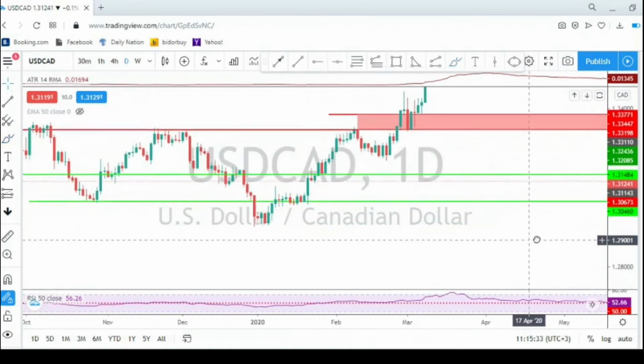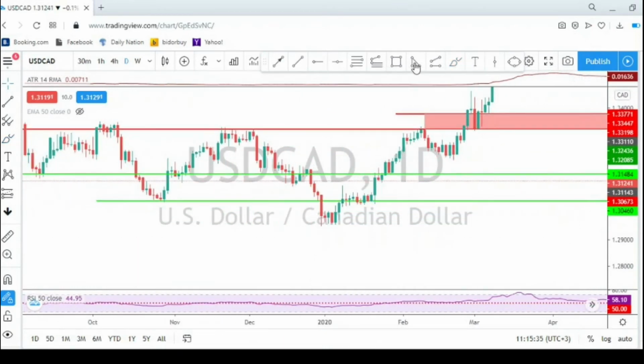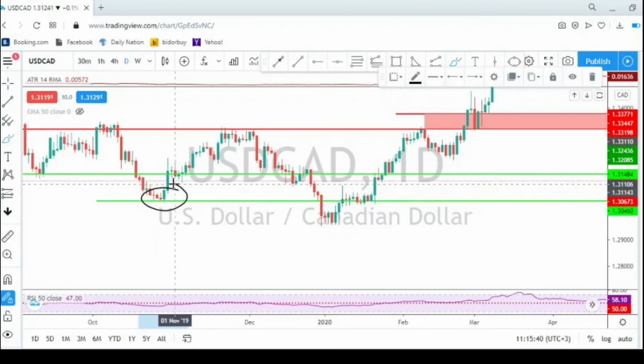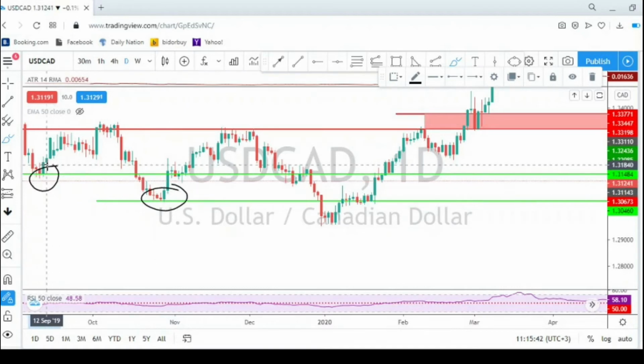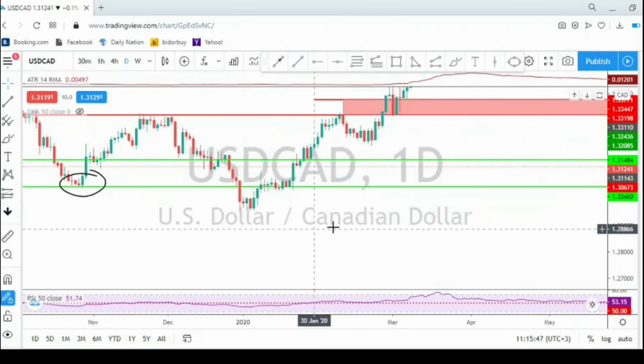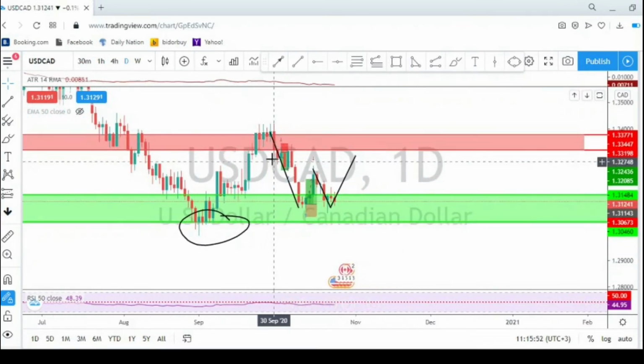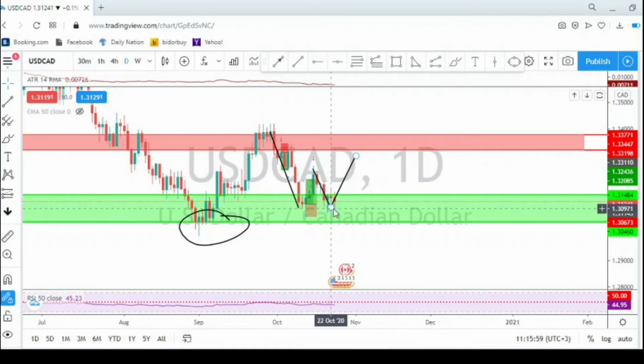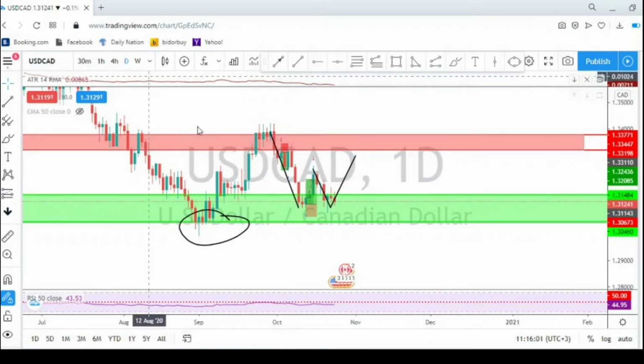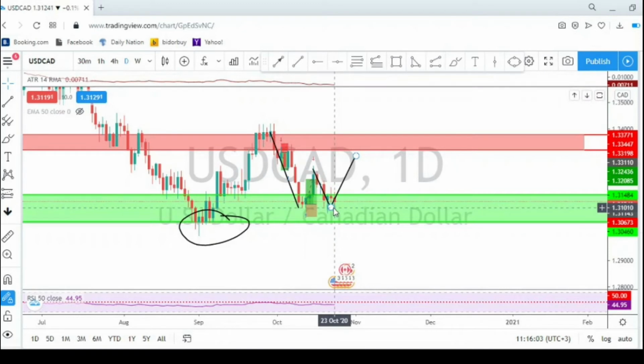And let's see, this level of structure has acted here as support, and it has acted here as support. So this is a level of structure that has been tested multiple times, and it has come to this level of structure, got a rebound up, again made a pullback to this level of structure, making a double bottom on a daily time frame, and I will expect this market to go to the upside.